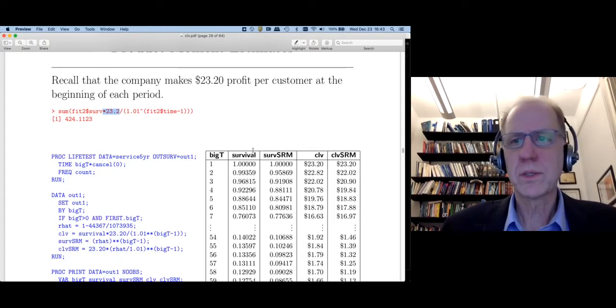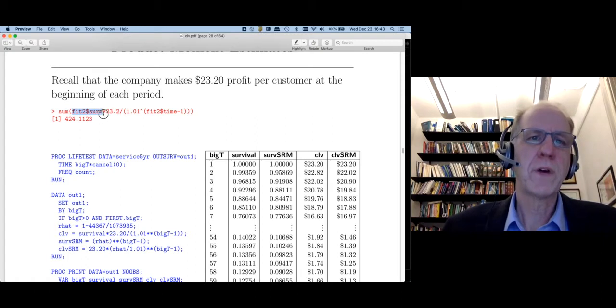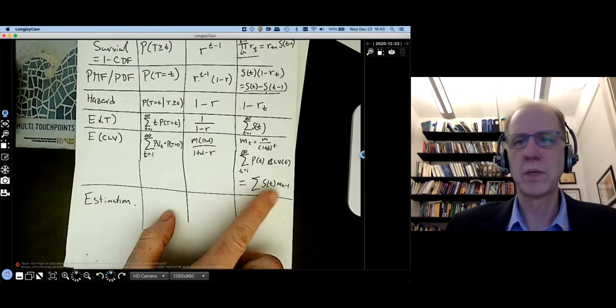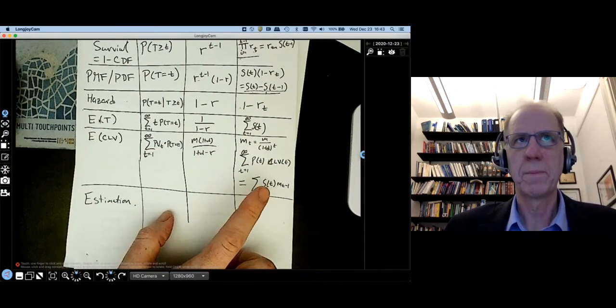So it was kind of a complicated calculation. To compute this sum in R, all I do is I take the fitted survival function times, here's my m sub t's. So it's a one-liner in R to get to this number. And so again, what I'm doing is I'm just computing that same formula.